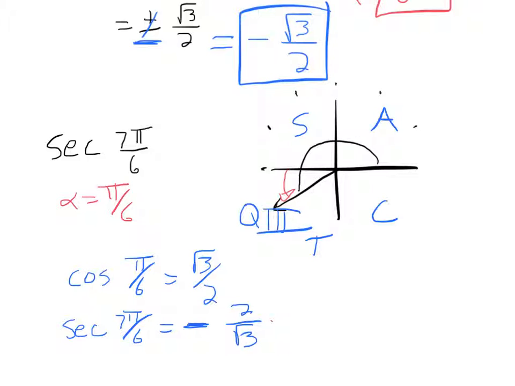So then rationalizing, multiply by square root of 3 over square root of 3, and we get our final answer, negative 2 square root of 3 over 3.